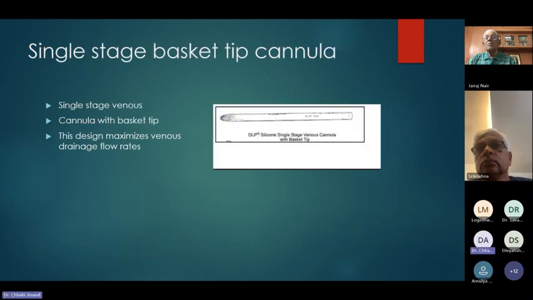Single stage basket tip cannula. Single stage venous cannula. Cannula with basket tip. This design maximizes venous drainage flow rates.